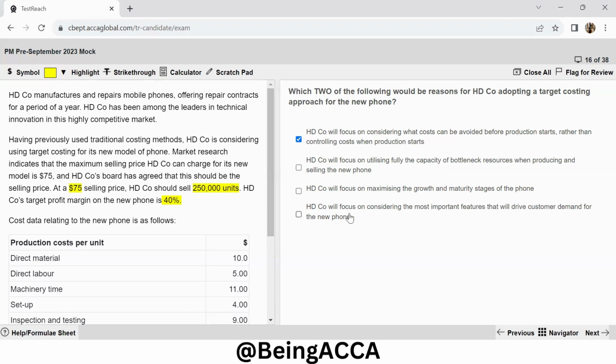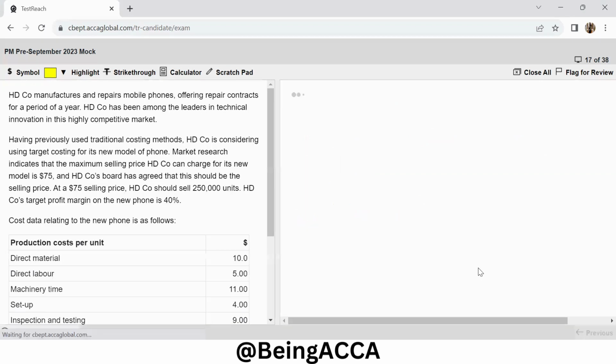Okay. HD company will focus on considering the most important features that will drive the customer demand for the new phone. Now, this is definitely true because when we are going for target costing, we will look at the features which are most important to the customers. We will make sure that we are putting those features so that the customers will buy more and more of our product. So let's move to the next one.